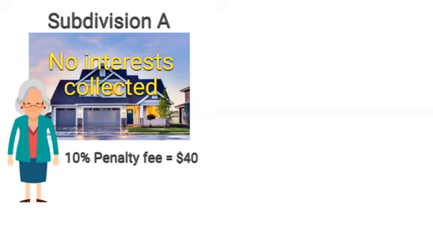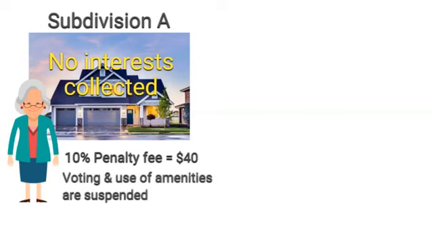In Subdivision A, if the homeowner is delayed in paying the dues, they collect 10% as penalty fee of the total amount that has not been paid as permitted in the bylaws. This is equivalent to $40. However, they do not collect interest rates as the bylaws also allow. They do suspend the homeowner's voting privileges and the use of the amenities.